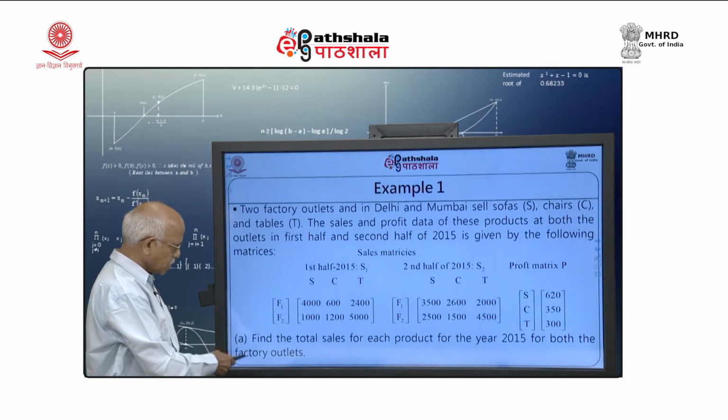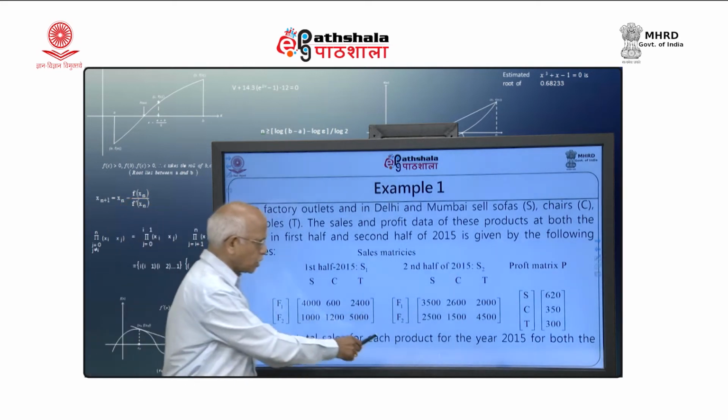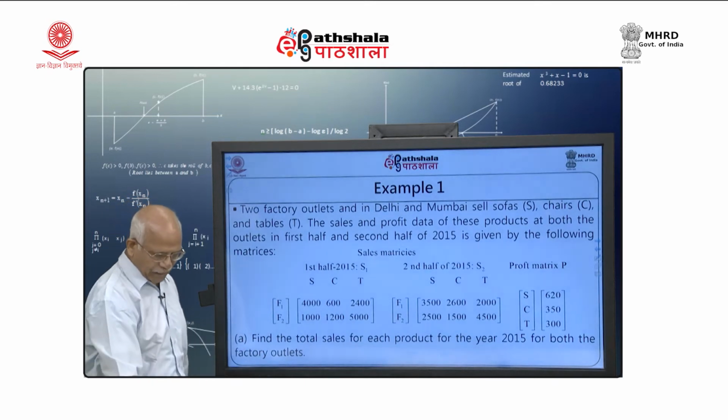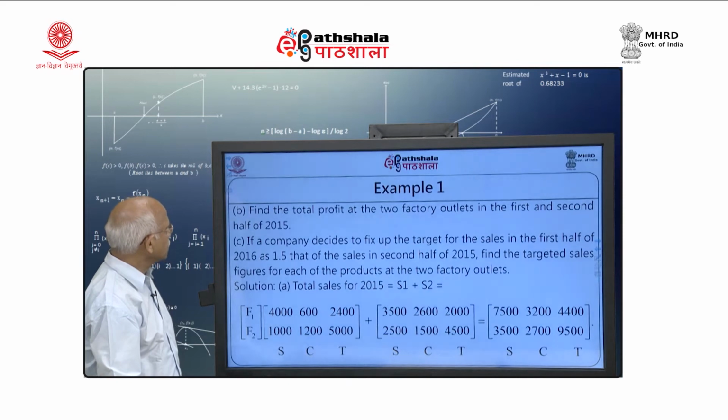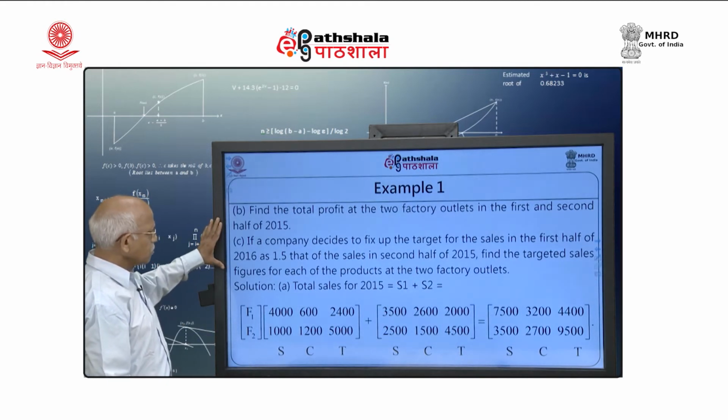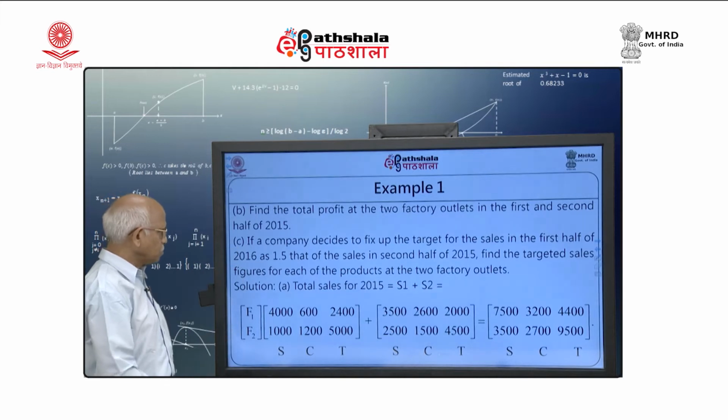Now I can use these operations to find some of the things here. First, find the total sales for each product for the year 2015 for both the factory outlets. Second, find the total profit at the two factory outlets in the first and second half of 2015. And third, if a company decides to fix the target for the sales in the first half of 2016 as 1.5 times that of the sales in the second half of 2015, find the targeted sale figures for each of the products at the two factory outlets. You can see that these three are very practical questions which are asked in many industries.